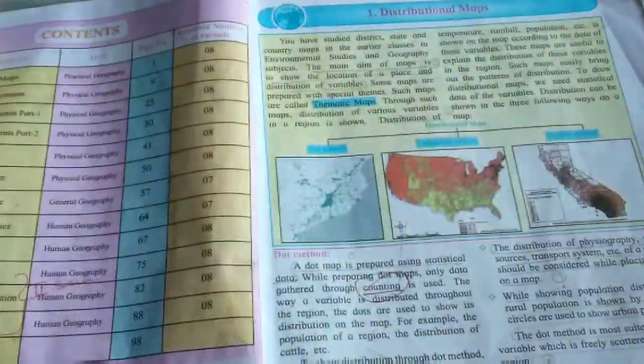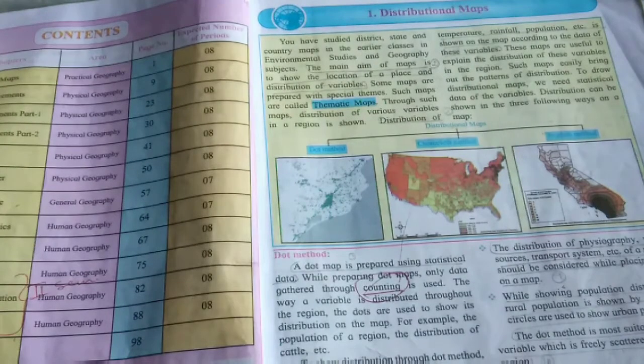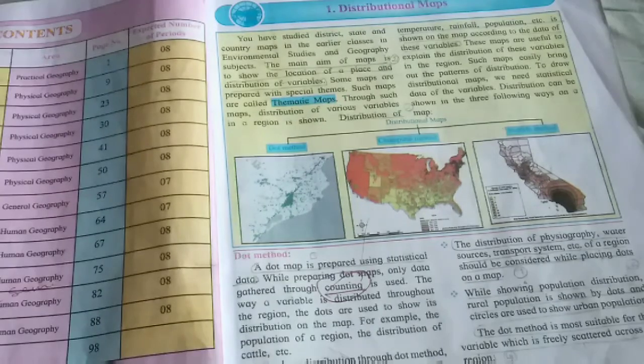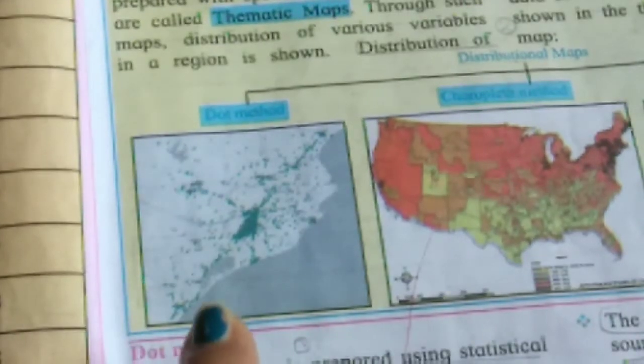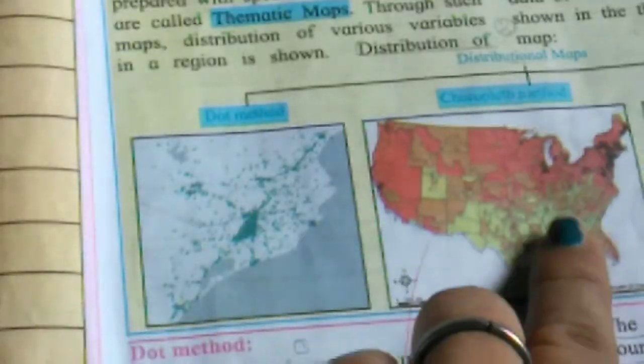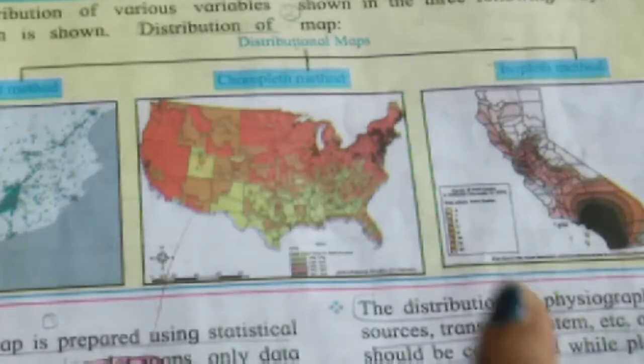We will study what distributional maps are. So about this we are going to study now. The main aim of the distributional maps is to show the location of the place and the distribution of variables. For distribution maps, we need statistical data such as temperature, pressure, rainfall, population and so on. There are three methods of distribution maps. They are dot method, choropleth method and isopleth method. Can you see this? This is dot method, choropleth method and this is isopleth method.